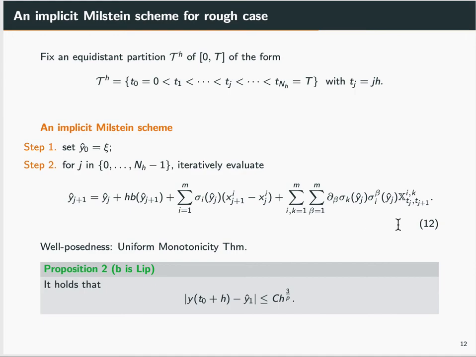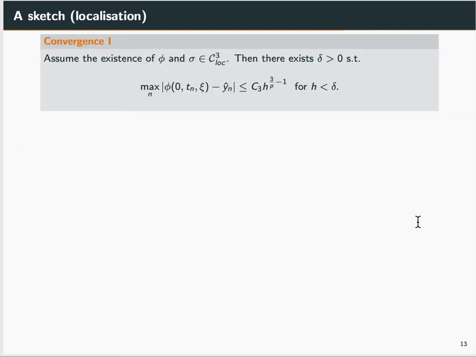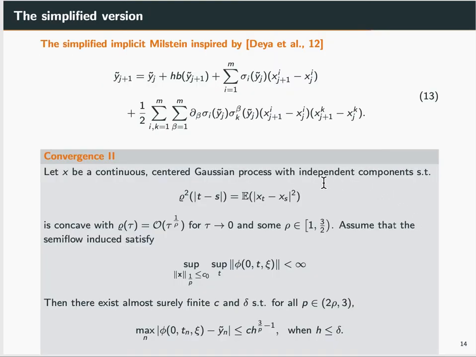It is also worth noticing that the last term involves calculation of the second-order iterated integral, which in real life is very hard to achieve. One alternative way is to replace the second-order term with a simple product of displacements. Here we define the solution as y tilde. For this simplified version of the implicit Milstein method, we further assume our path is Gaussian.